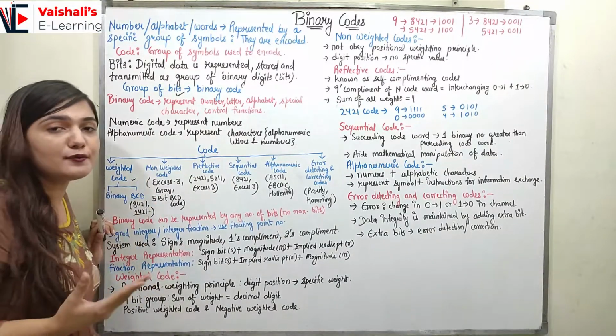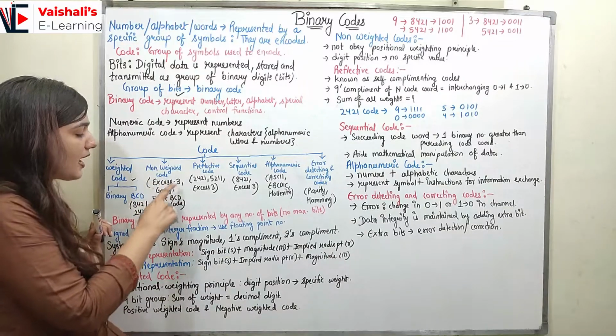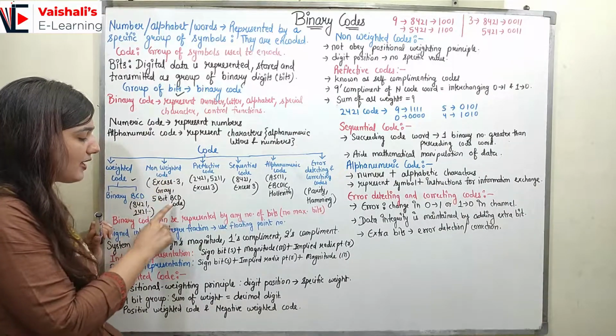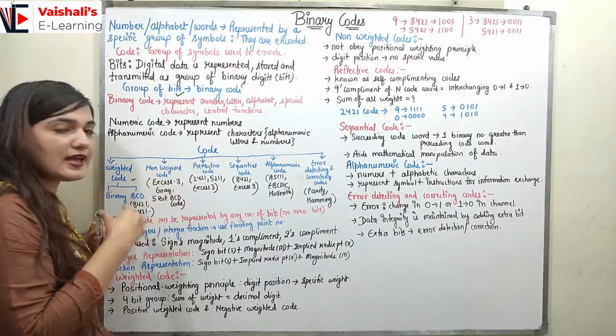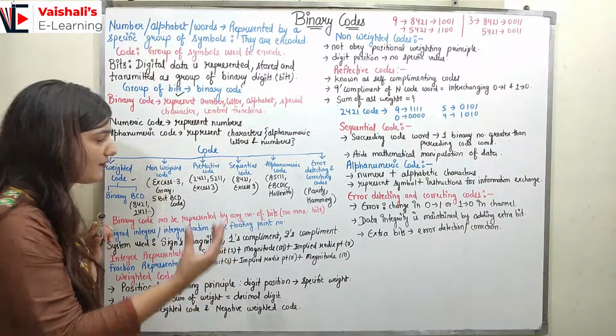Then we have the non-weighted codes. Non-weighted codes are the excess-3 code, gray code and 5-bit BCD code. We are going to talk in detail about the excess-3 and the gray code as well in the upcoming videos.